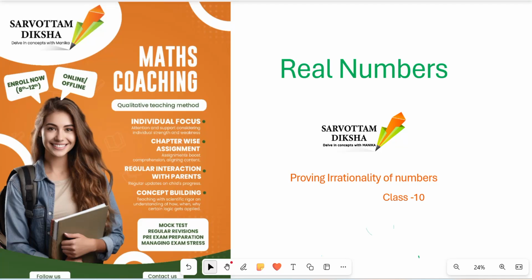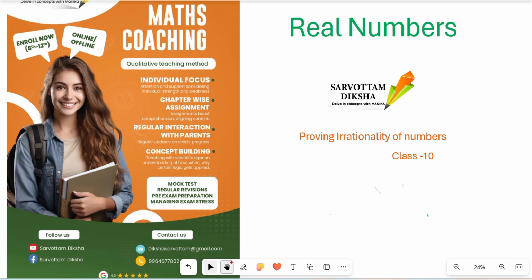Namaste everyone. Today we are going to discuss one of the very important topics from real numbers: how to prove a number is irrational. We know that irrational numbers are non-terminating, non-repeating decimal numbers. Root 2, root 3, root 5, all these are irrational numbers. But here we do it by the contradiction method.